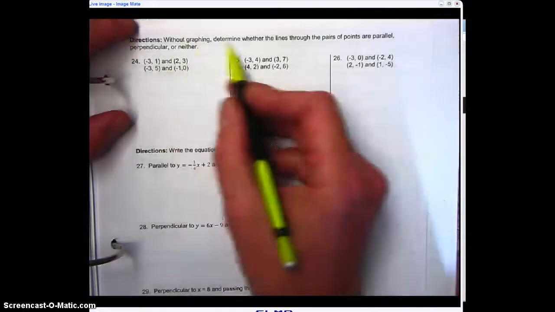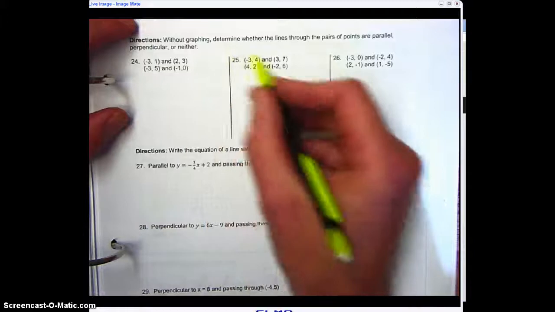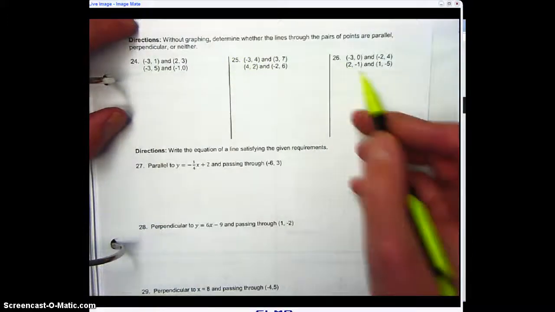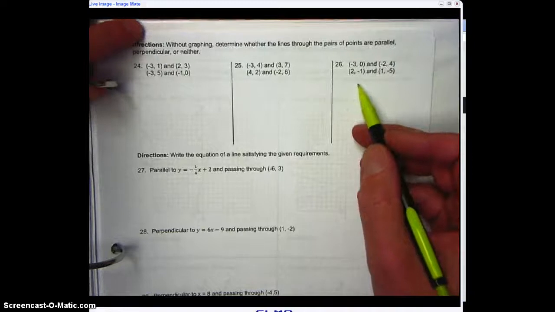Whew. Sorry about this, I know it's long. Last two sections. Without graphing, determine whether they are parallel, perpendicular, or neither. So guys, I'm only going to do number 25, but 24 and 26 are the exact same thing. And I'll post it on my website if you want to see the work, how they look eventually.